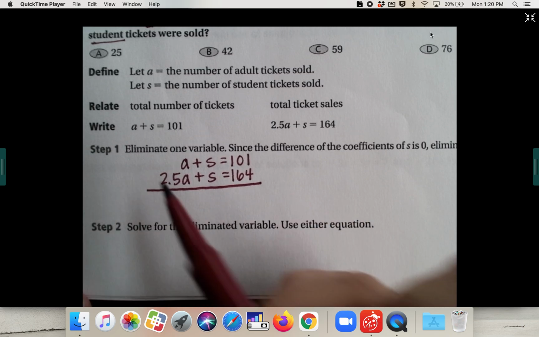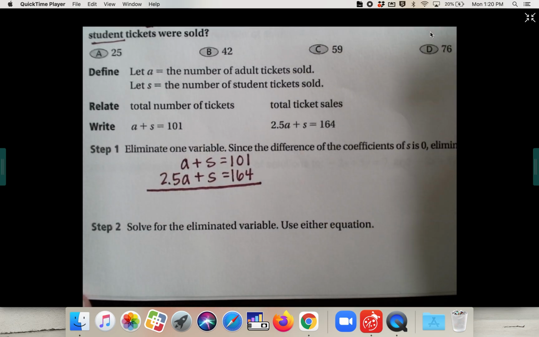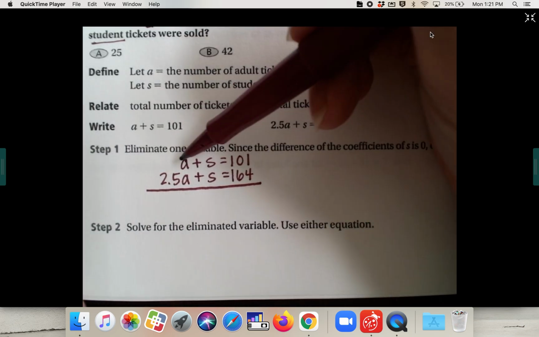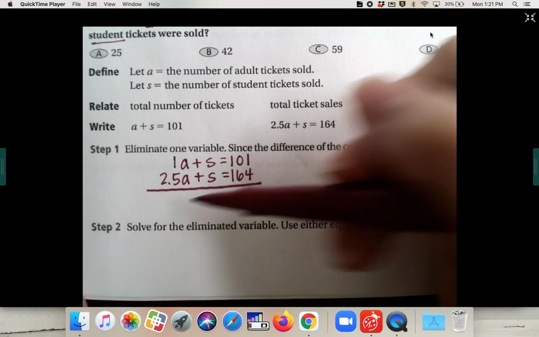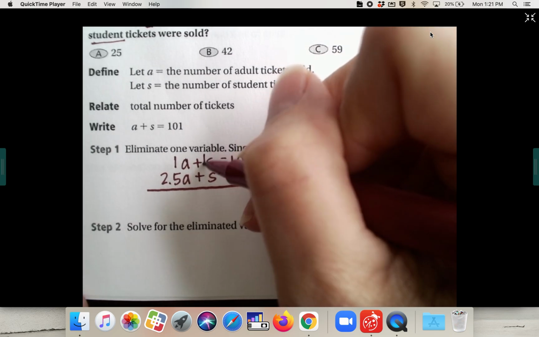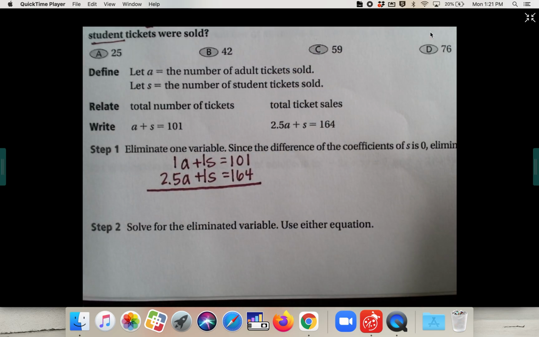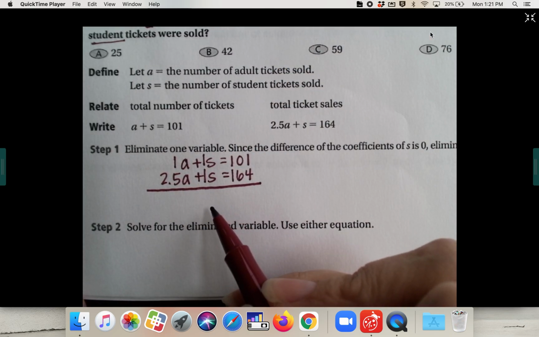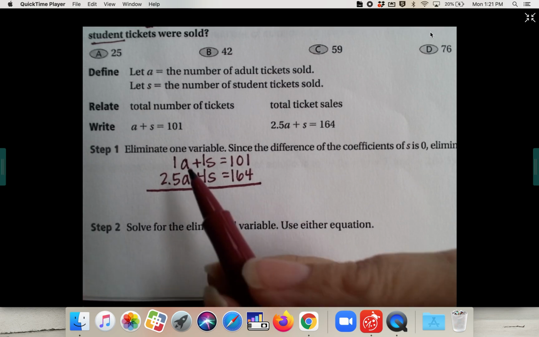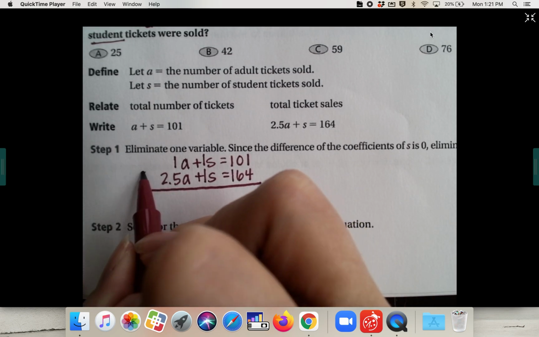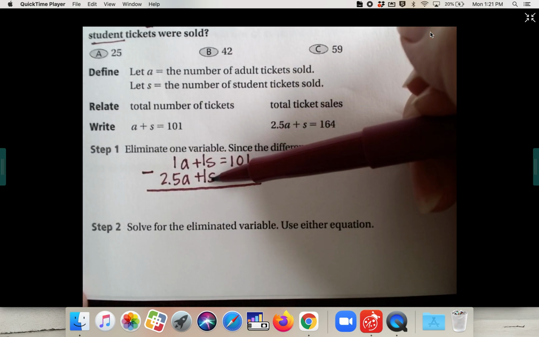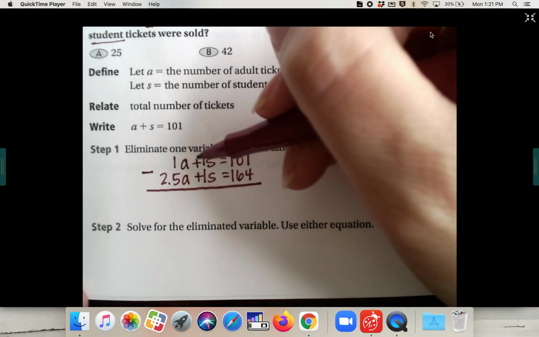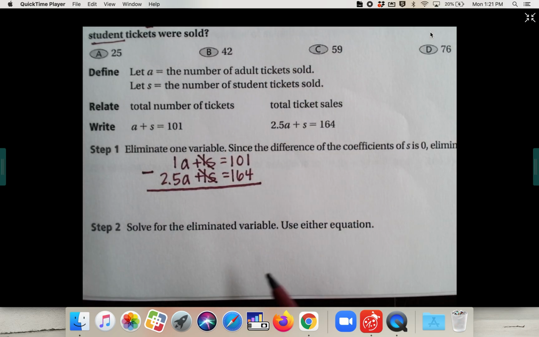And before I would do a plus sign, but let's look and see if that plus sign would make us eliminate anything. This 1A plus 2.5A would not eliminate. This 1S plus 1S would also not eliminate. It would be 2S. And that's a problem. I need one of these to eliminate. So I'm going to choose to subtract because I know that 1S minus 1S would be 0. Those will now eliminate because I'm subtracting.